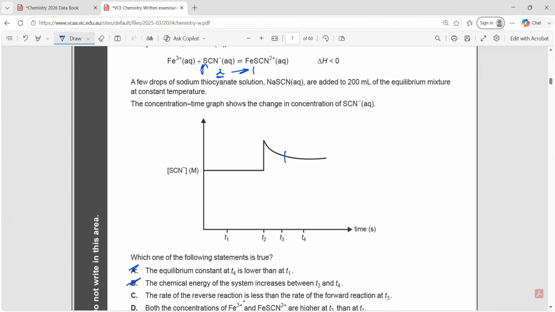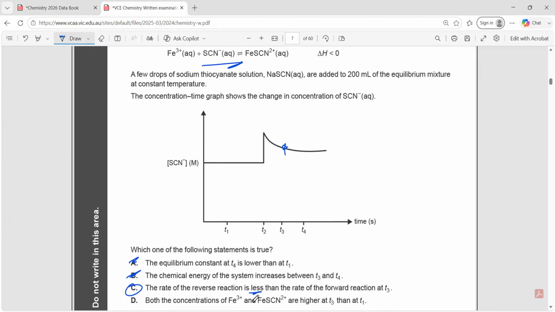The rate of the reverse reaction was less than the rate of the forward reaction at T3. So at T3, we are trying to favor the forward reaction, and therefore yes, the rate of the reverse reaction would be less than the rate of the forward reaction. Both the concentrations of Fe3+ and FeSCN are higher at T3 than at T1. So at T3 and then at T1.